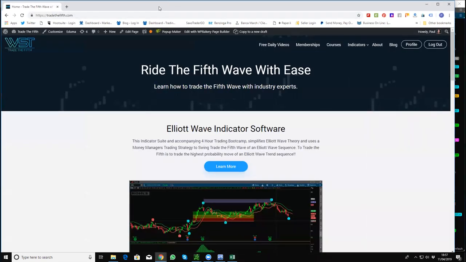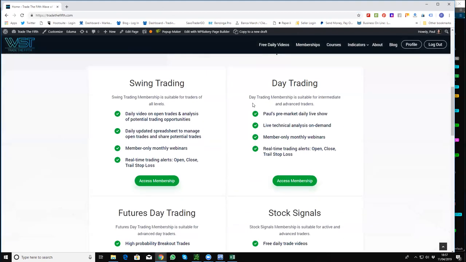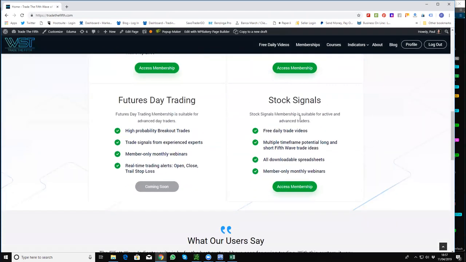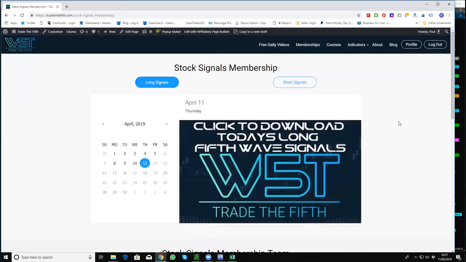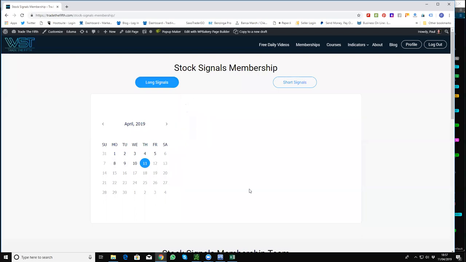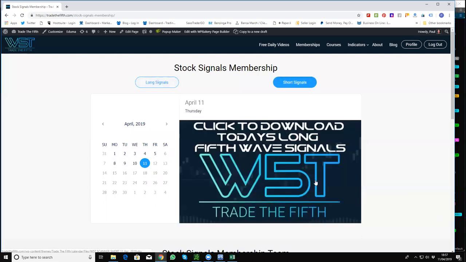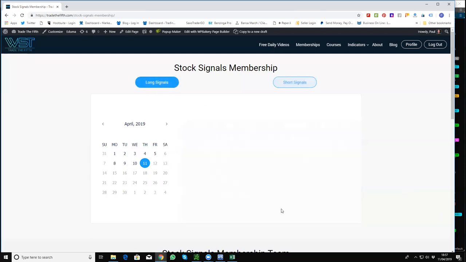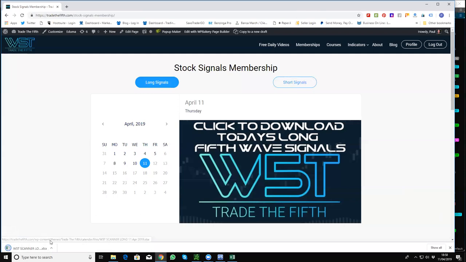I pay a lot of money for my data. At the moment, I can't build the scanner for the Elliott Wave. So what we do in the stock signals membership is I run my scans using my institutional grade software, and I put the results up every single day for potential shorts and longs on the weekly, the daily, and the 60-minute time frame. For longs, for example, you click on the spreadsheet, download it, and this basically forms your watch list.